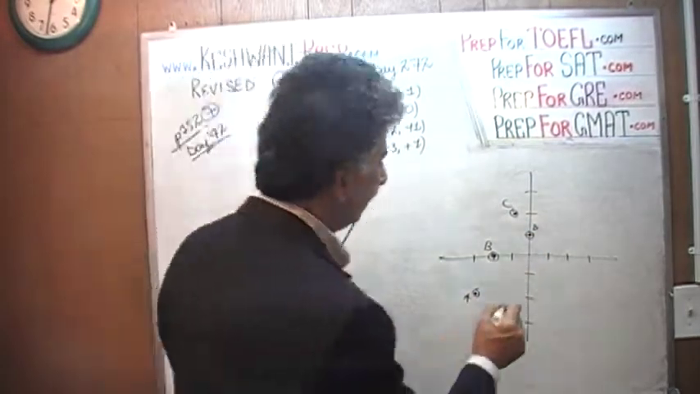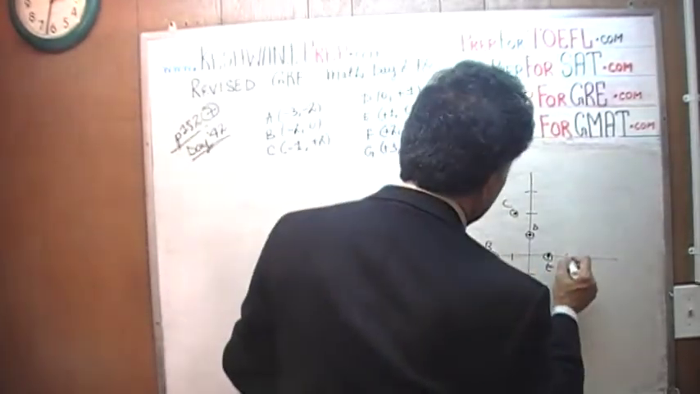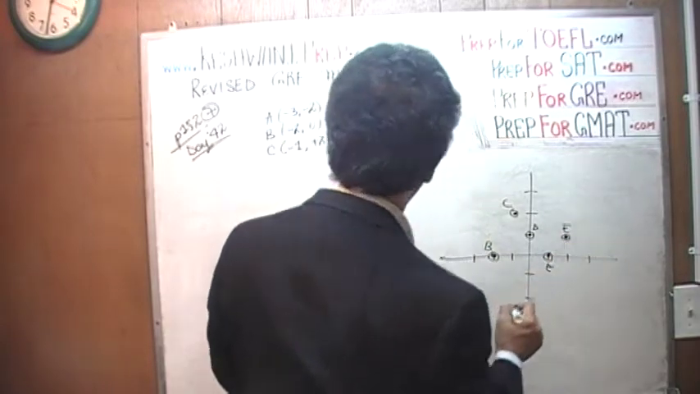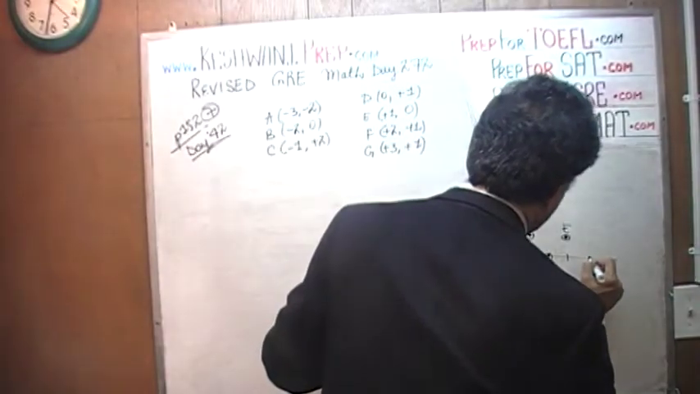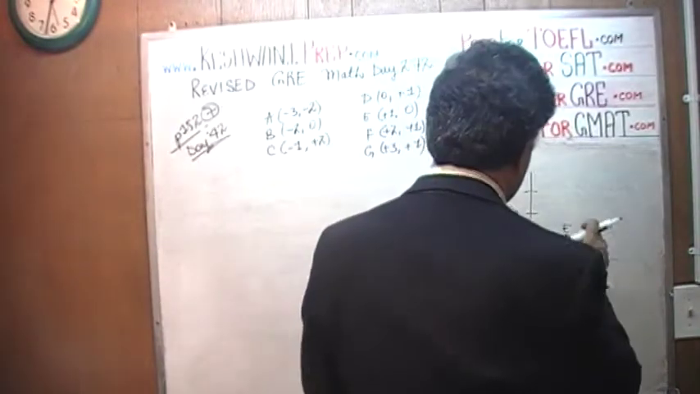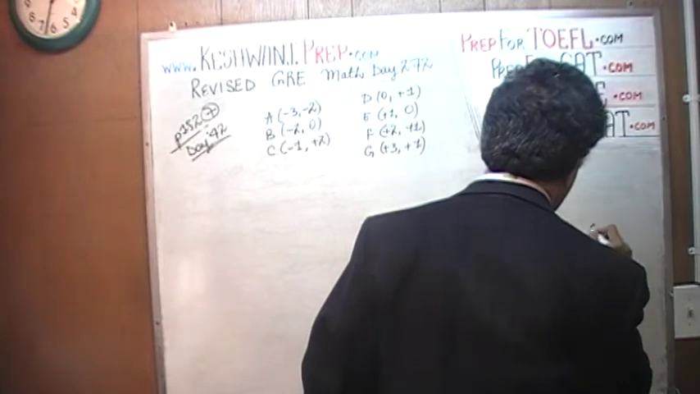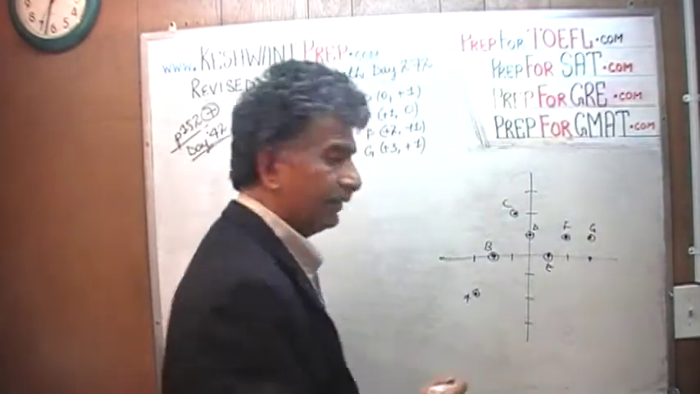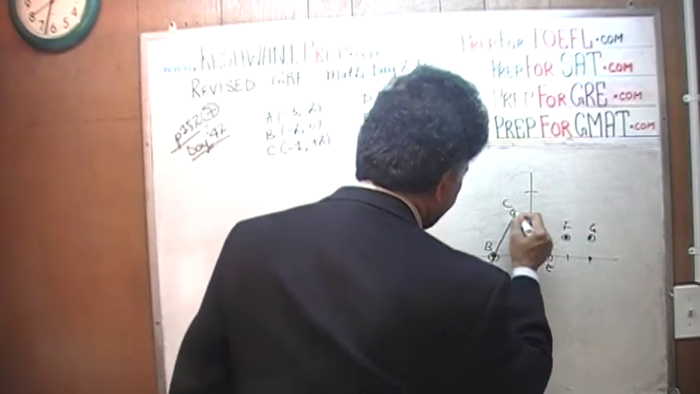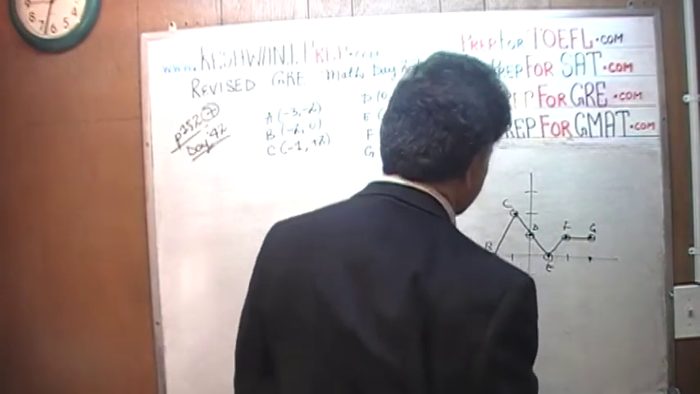Point E is (1, 0). That's our point E. Point F is (2, 1). Is it? (2, 1). Sorry, that was point F. And finally point G is (3, 1). That's it, that's our graph. It looks something like this.